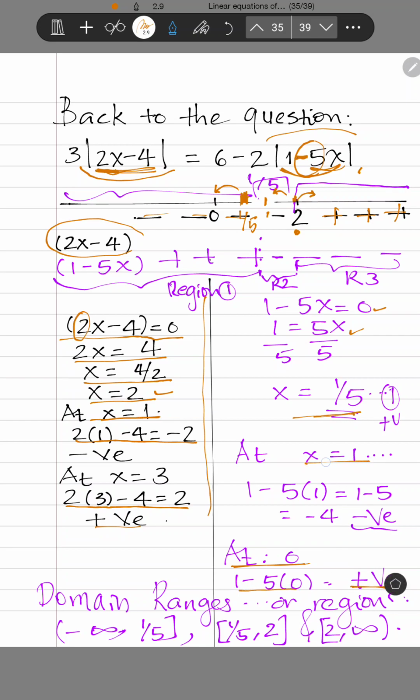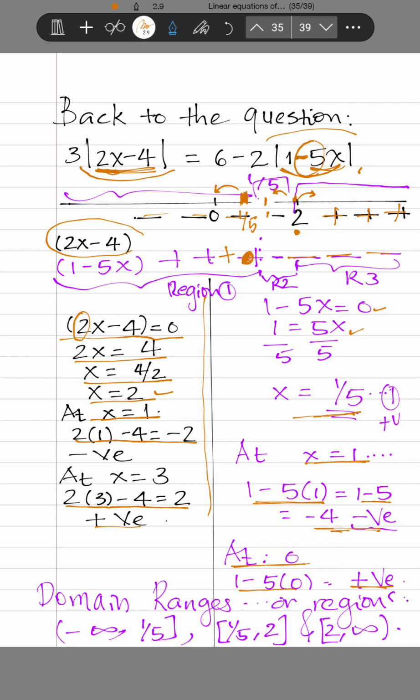When we take 1 in the expression, 1 minus 5 times 1, which is 1 minus 5, is -4, negative. On the 1 side, it is negative. On the 0 side, it is positive. So this expression, from the critical point here, to the left is positive, and to the right is negative. Now, we are having three regions here, if we can see it. Maybe not clear, but that doesn't matter.